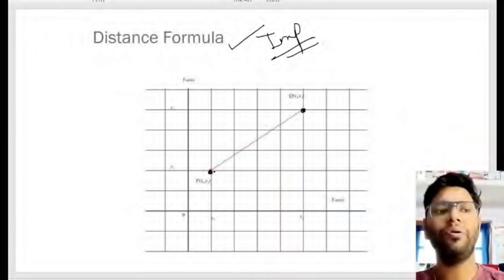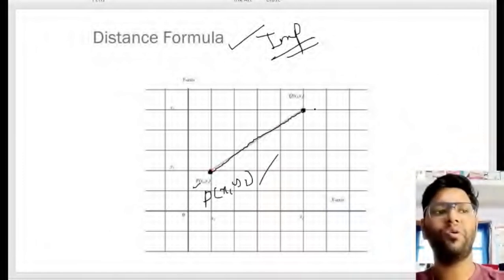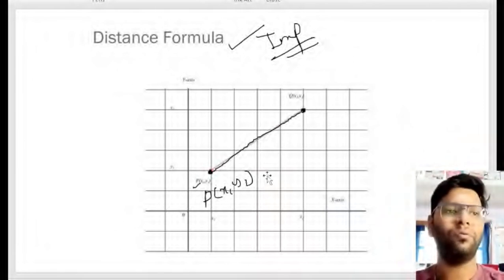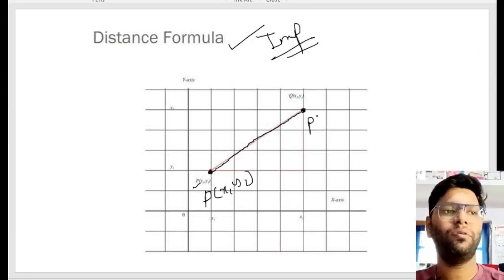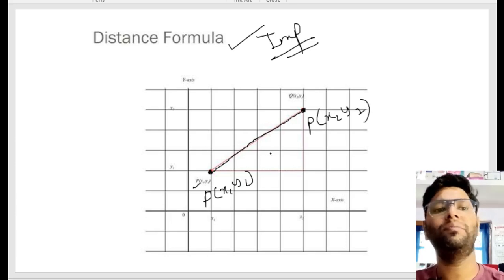So how will you calculate the distance between two points? That is with the help of the distance formula. Let us call the first point P(x1, y1), and the second point P(x2, y2). So how will we calculate the distance between these two points?